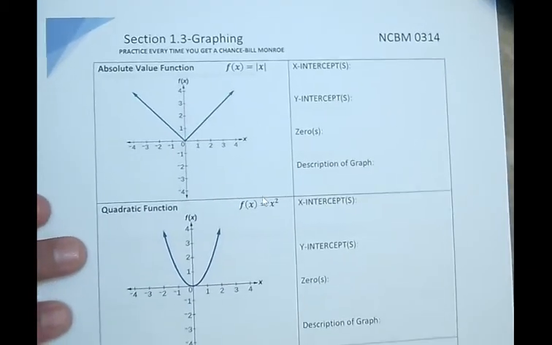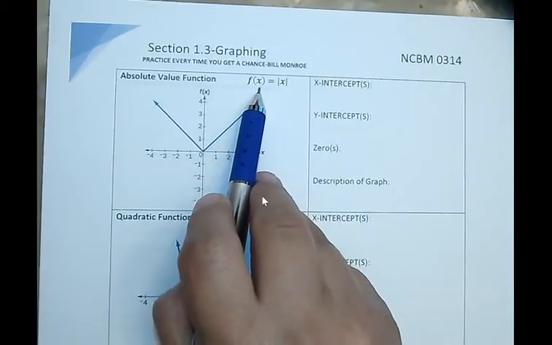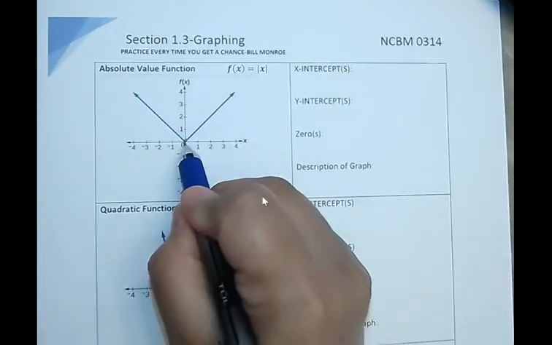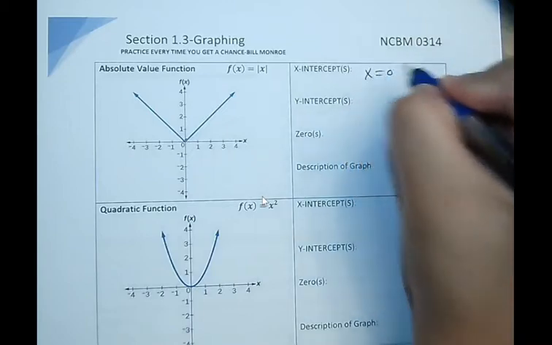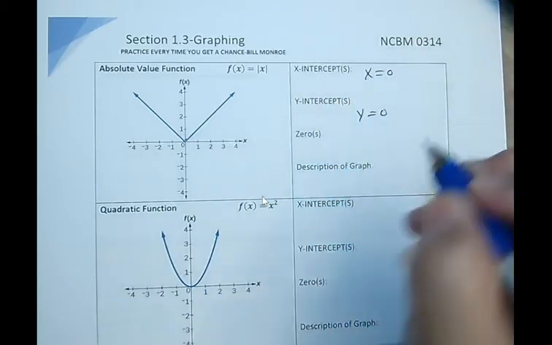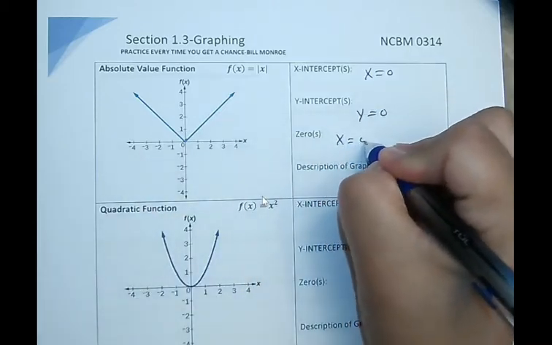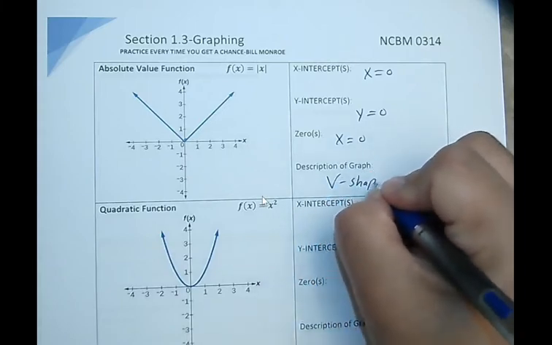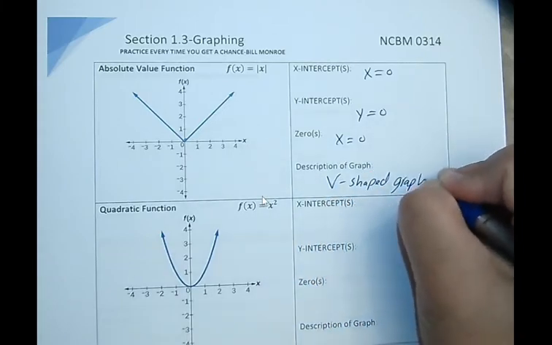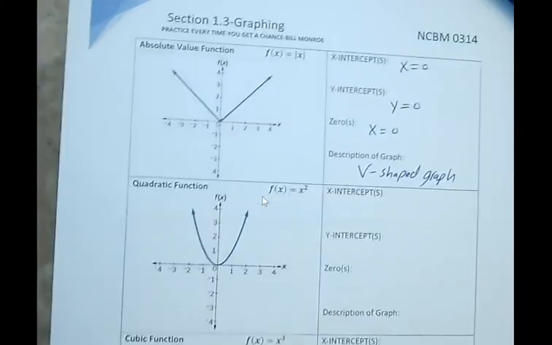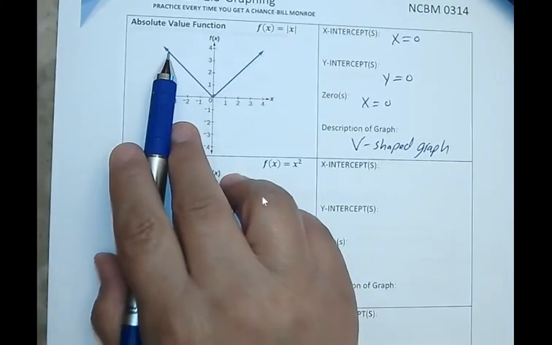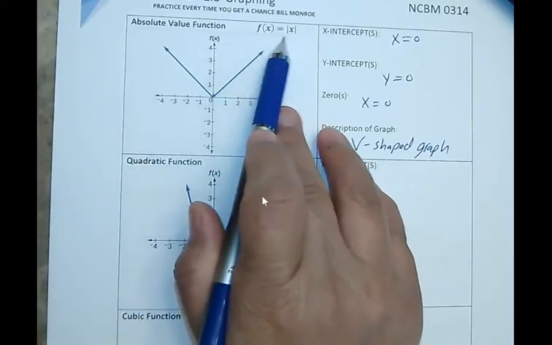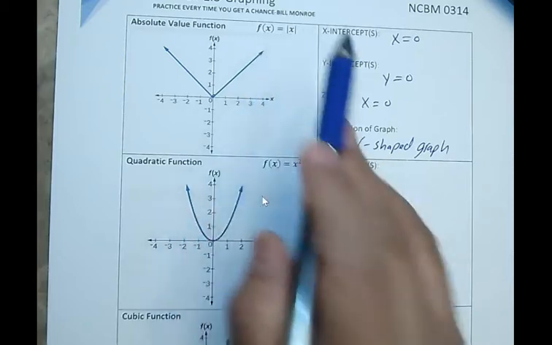Okay, the next graph is the absolute value function. This is the equation f of x is equal to the absolute value of x. The x-intercept is at 0, 0. The y-intercept is at 0, 0. So the zero is still going to be at x equals 0. The description of the graph, we say this is a V-shape graph. Notice it kind of forms a V. So anytime you see a graph that looks like a V, then you know it belongs to this family, and this is the parent of that function.